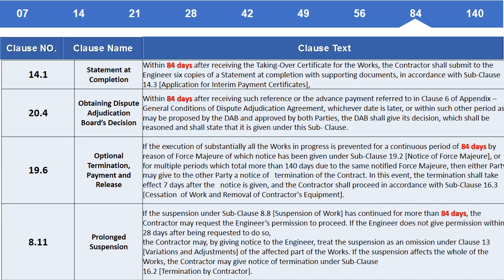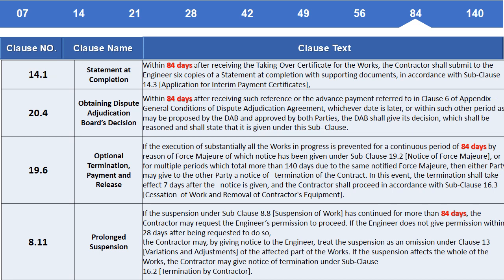Clause 20.4. Obtaining dispute adjudication board's decision. Within 84 days after receiving such reference or the advance payment referred to in the Appendix, General conditions of dispute adjudication agreement, whichever date is later, or within such other period as may be proposed by the DAB and approved by both parties, the DAB shall give its decision, which shall be reasoned and shall state that it is given under this clause.